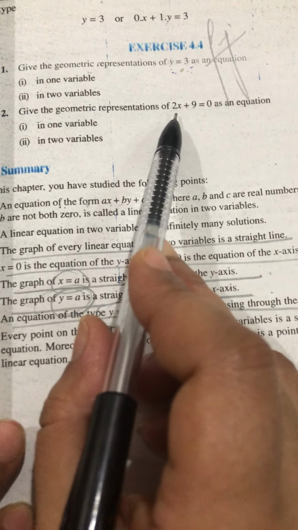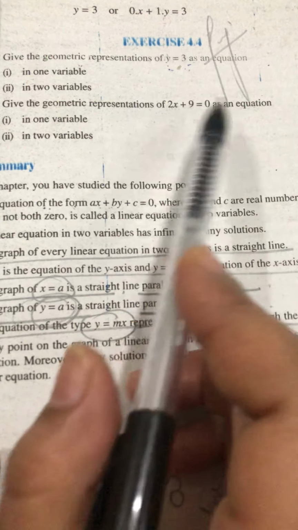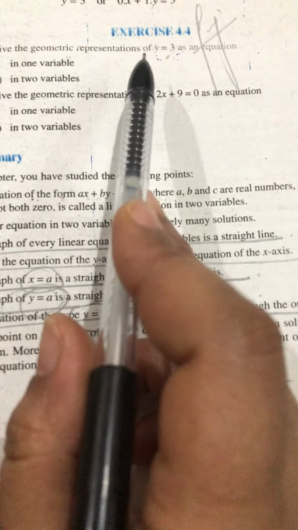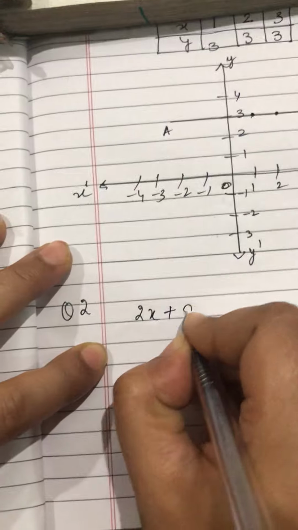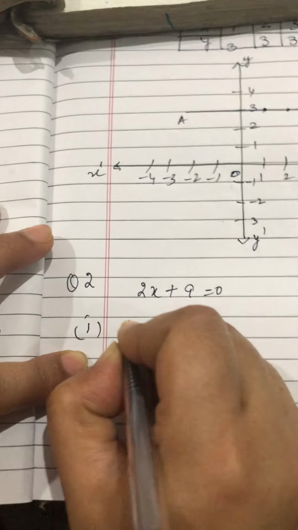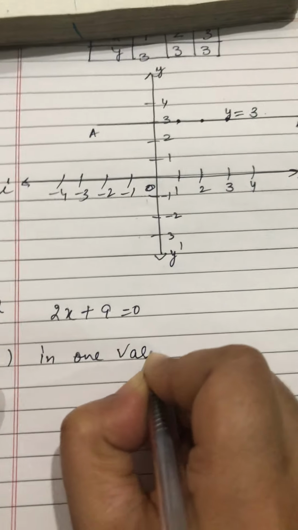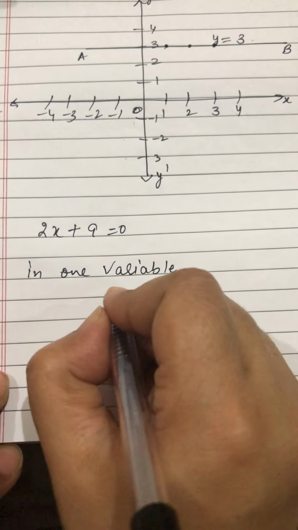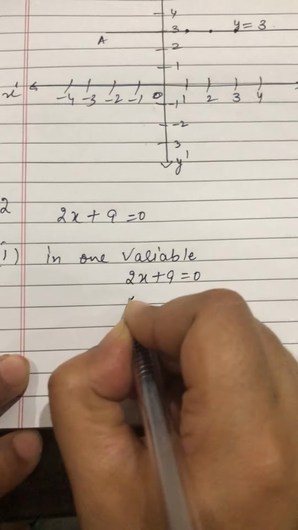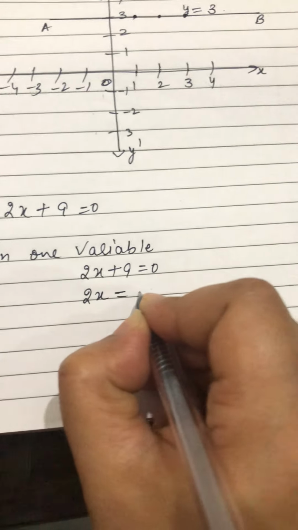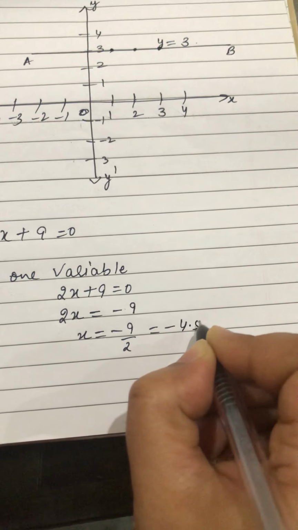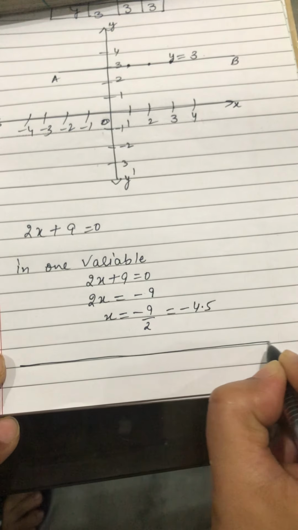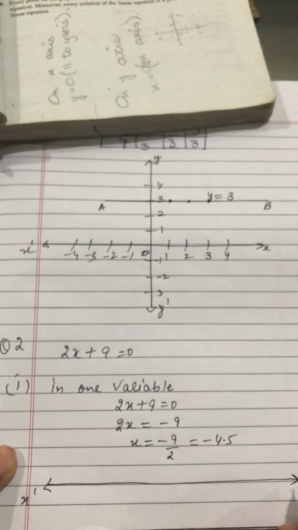give the geometric representation of 2x plus 9 is equal to 0 as an equation in one variable and in two variables. In the same way you have to do this question, but the equation is in x form. In one variable form, 2x plus 9 is equal to 0. So find the value of x. 2x is equal to minus 9. So x is minus 9 by 2. It means minus 4.5.